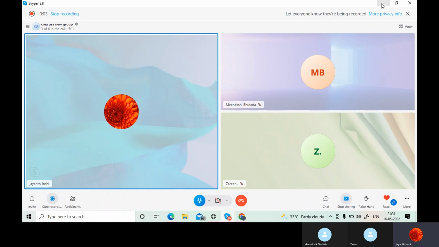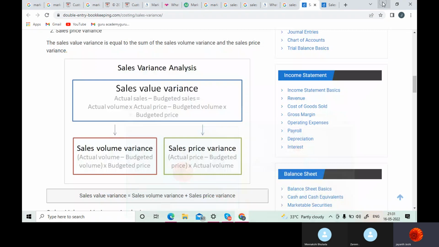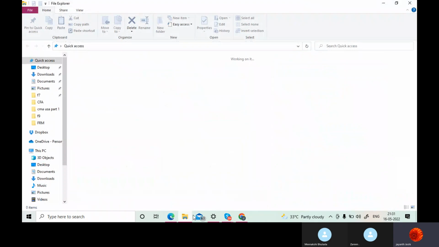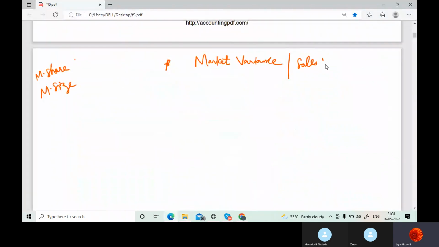Yeah. So we are starting with sales variance as well as market variances. Okay, so let's focus. Now this is market variance, and sales variance is the agenda to finish today. Okay, so this is sales variance.